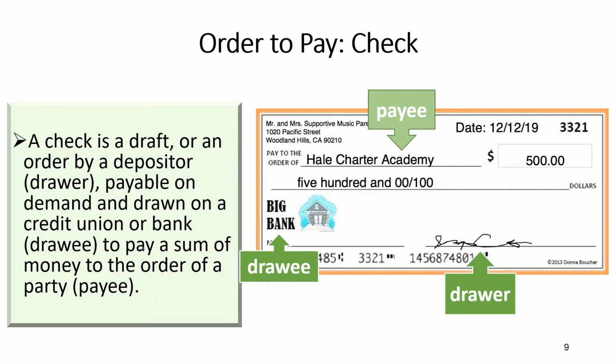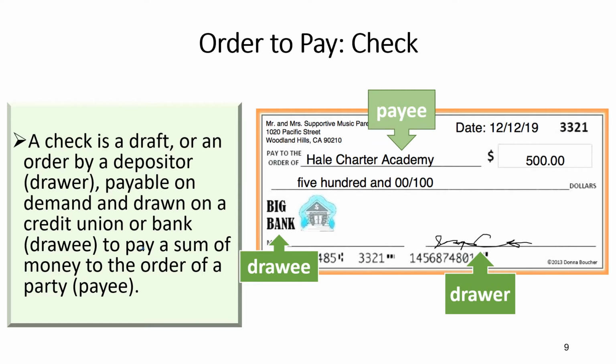I started this diagram with the payee because when you have orders to pay, it's often easiest to identify who the payee is. The payee is always the party receiving the money. So even if you're confused as to who the drawer is and who the drawee is, you can always figure out who the payee will be. The payee is the recipient of the money. The drawer is the one who is making the order that funds be released.